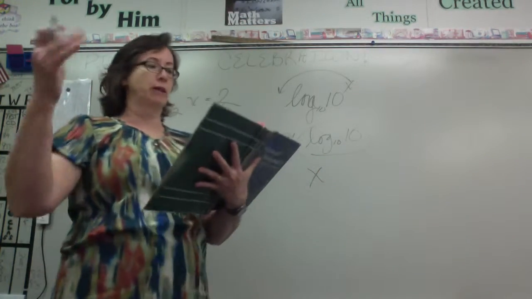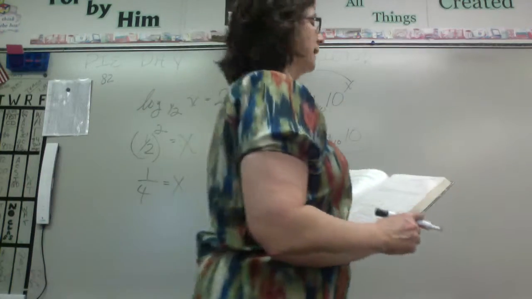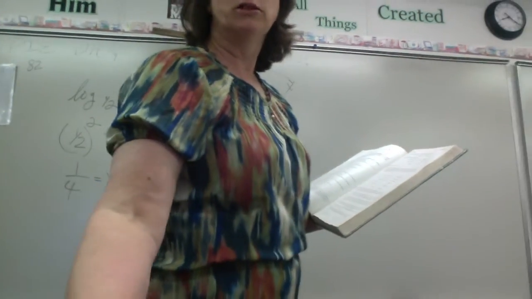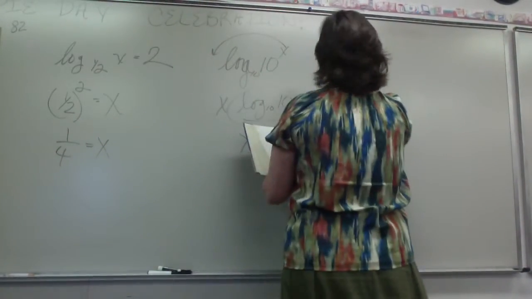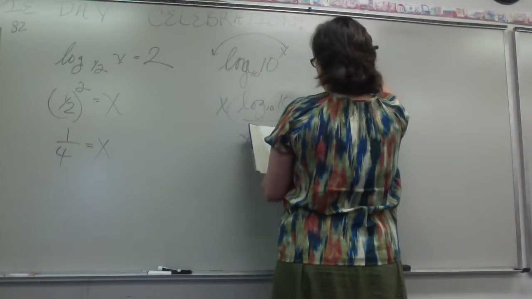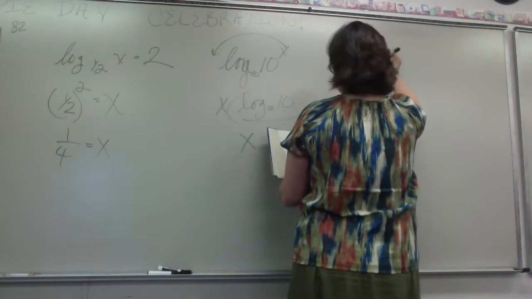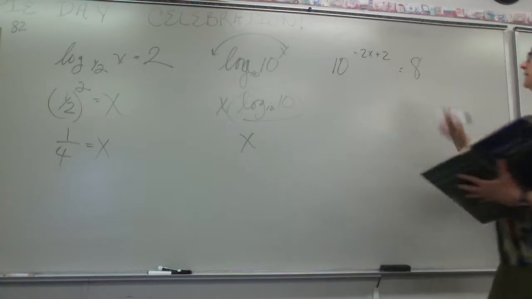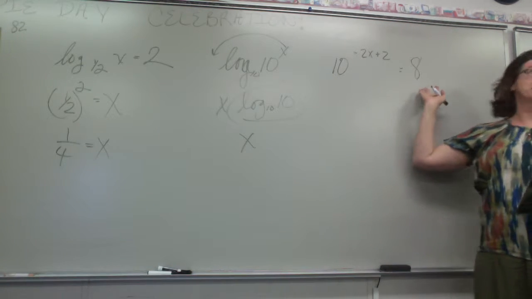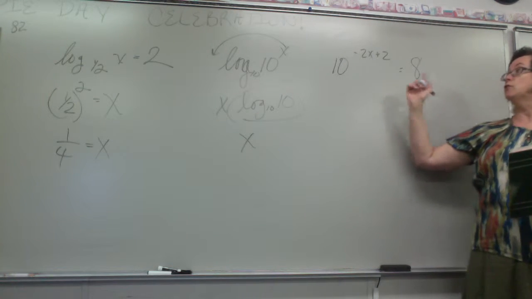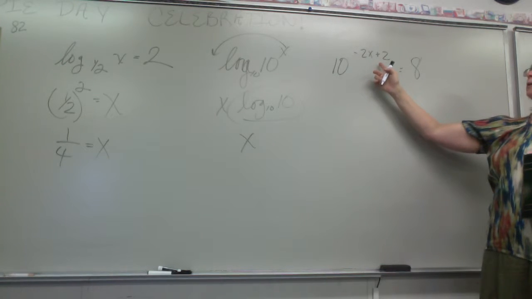So they're just showing you some of the tricks that we're going to run up against, because now we're starting into a little bit more complicated log problem. So we have 10 to the negative 2x plus 2 is equal to 8. All right, now we've got a 10 on one side, but on the other side we have an 8. So what can we do here?